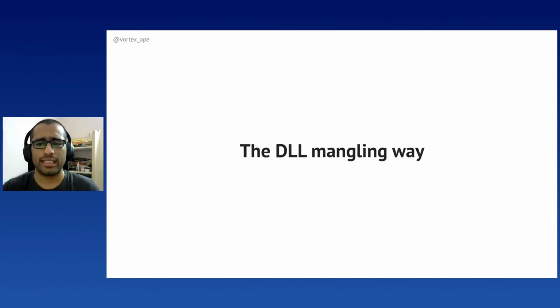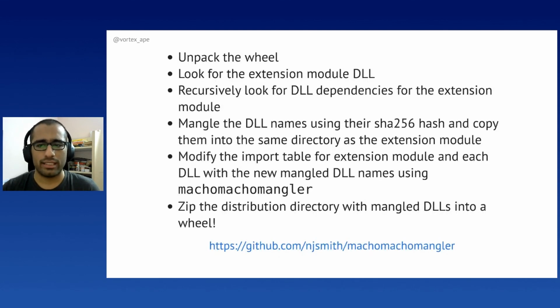Depending on your particular scenario and needs, you can go the DLL mangling way, where you mangle the names of all the DLLs like auditwheel does, and then update their import tables to reflect the newly mangled names. To do this, you can write a script which unpacks your Windows wheel, recursively looks for DLL dependencies for the extension module in the VC package installation directory, mangles their names using their SHA-256 hash, and copies them into the same directory as your extension module.